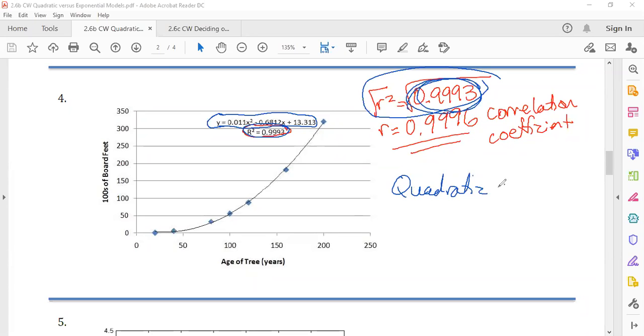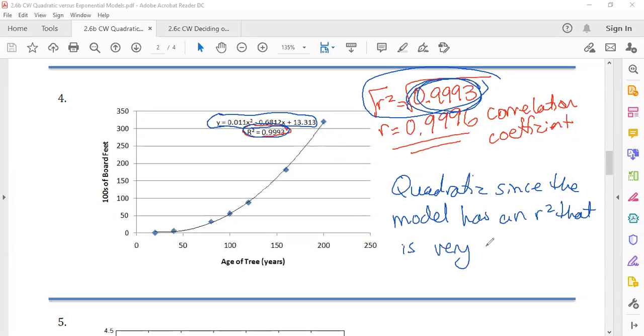Okay, since the model has an R squared that is very close to 1, meaning it fits the data very well.